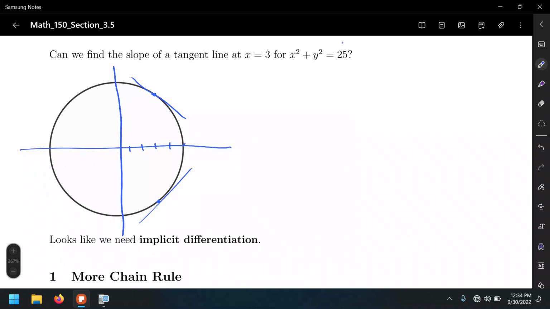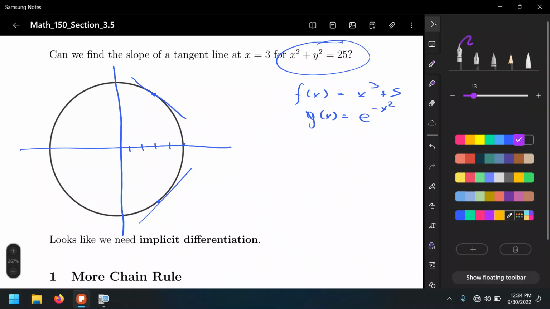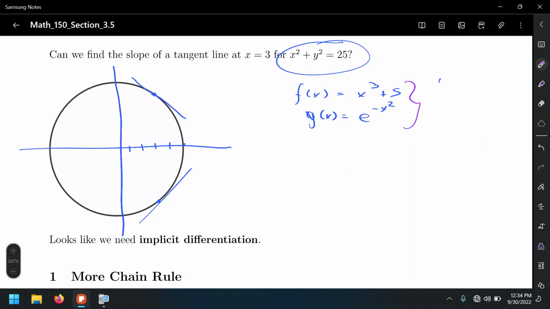In this case, notice this is an equation. This is not a function. In fact, all the derivatives that we have found in these few sections, for example, f of x equals x cubed plus 5, g of x equals e to the negative x squared, for example, these are called explicit functions.